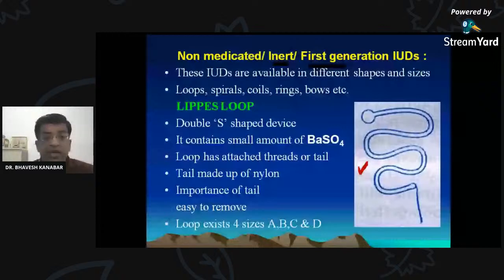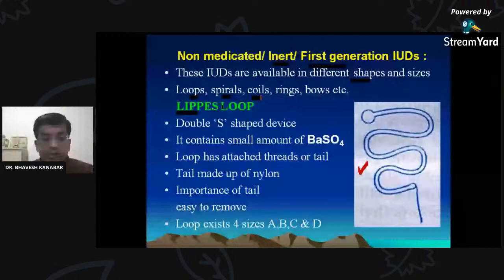These IUDs are available in different shapes and sizes: loops, most commonly the Lippes loop, then spirals, coils, rings, and bows. The Lippes loop is a double S device. You can see that if you mark it, you can recognize it; one S may be inverted. It contains a small amount of barium sulfate, BaSO4. The loop has attached threads or tail.